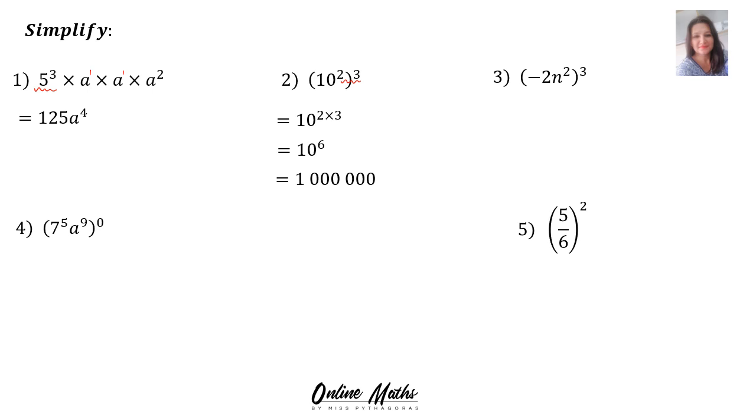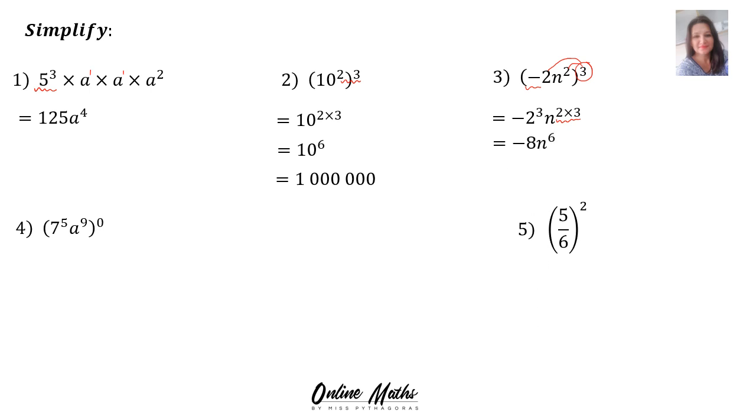So again, this is a negative and this is an uneven number, so your answer will remain negative. And then the 3 will go to the 2 and to the n squared. So your answer is negative 2 to the 3 n, and then this one will be 2 times 3. And then in the next step, 2 to the 3 is 8. So the answer is negative 8 n to the 6.